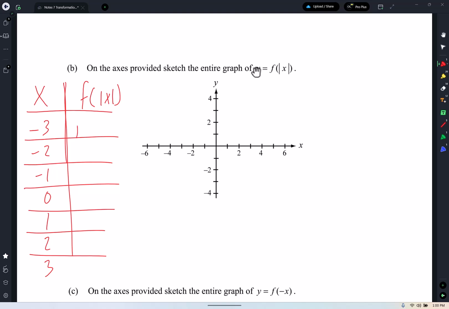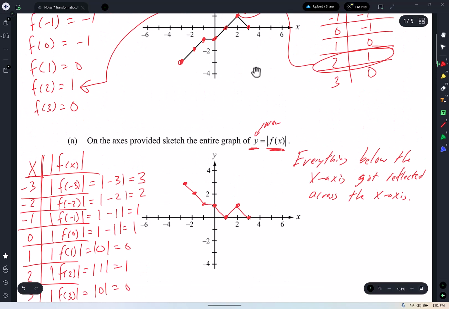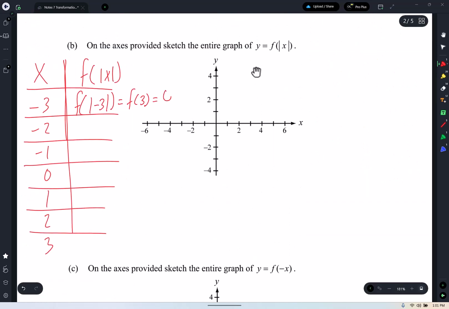Let's see. F of the absolute value of -3. Well, the absolute value of -3 is 3, so that's f of 3. I think f of 3 was 0. Let's see. F of 3 is 0. See? So I'm going to put 0. So -3, 0 points.